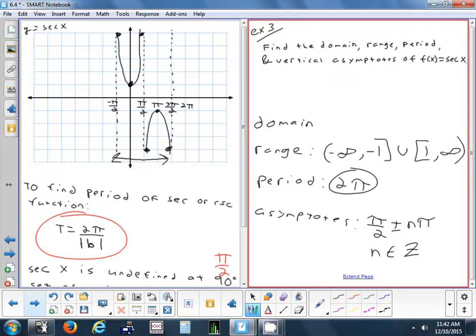And my domain, well, my domain is every real number except for the asymptotes. That's why I did the asymptotes before the domain. So I would write, let's write it like this: domain is all x's except when x is of the form, and then write my asymptotes: x equals pi over 2 plus or minus n pi. Okay, so it's basically just saying it's all real numbers except when x is an asymptote.